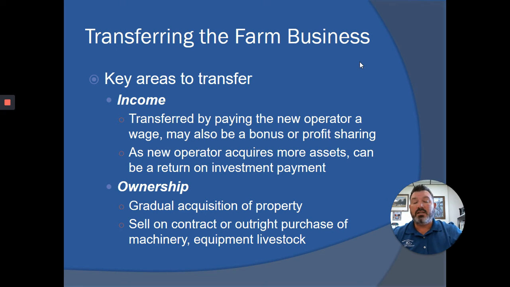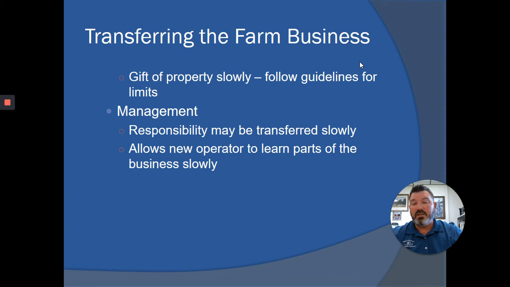Some key things to consider is, of course, income. You could pay the new operator a living wage, and maybe provide some bonus or profit sharing. And as the new operator acquires more assets, they can be required to make payments on those investments, buying out the assets that are there. You can gradually let them acquire property or ownership and sell on contract or outright purchase some of the assets of the farm business. Or you could, within the tax requirements and limitations, gift some of that property.